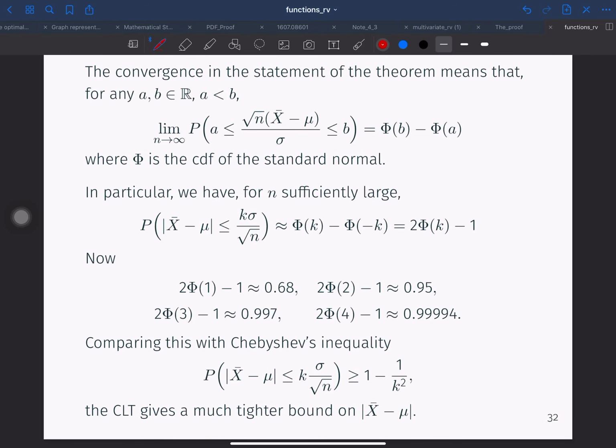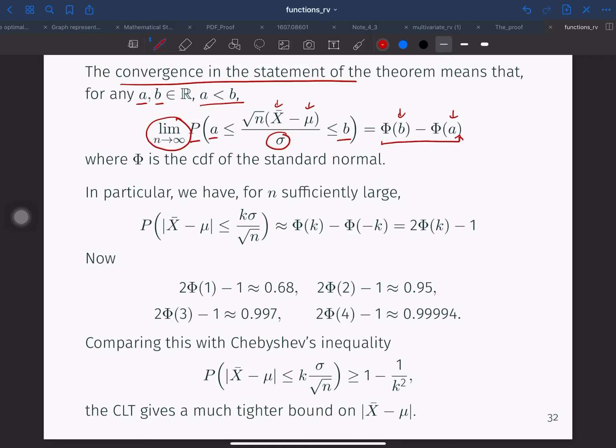So the statement of the result is as follows. What the convergence means is really just that for any numbers A and B, the limit for big enough n of the probability that the sample mean minus the true mean divided by the standard deviation, scaled by square root n, lies between A and B, converges to the difference of the CDF of the standard normal, phi of B minus phi of A.